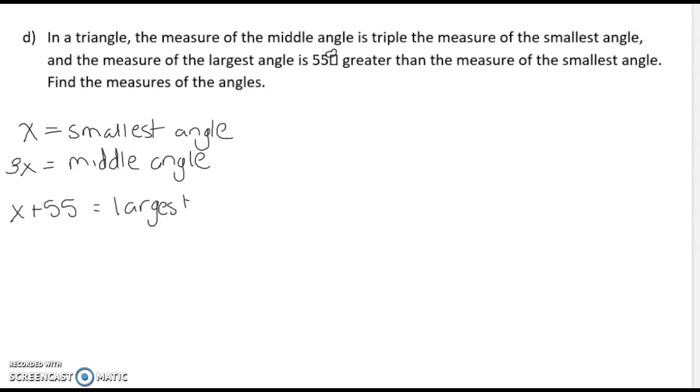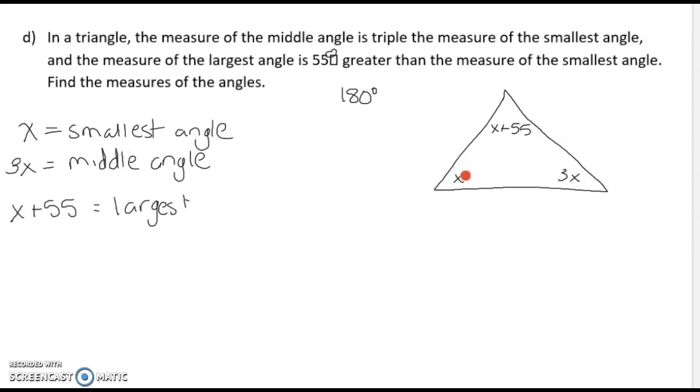Okay, so now if we were to draw this out, let's call this one right here x plus 55. Let's say that's our biggest one. Let's call this one our smallest one, and this one our middle, which is 3 times x. Okay, so it doesn't matter what order you put those in. I just looked for what I had the most room with. Okay, so we know that the interior angles of a triangle have to add up to 180 degrees. So now let's write this all out.